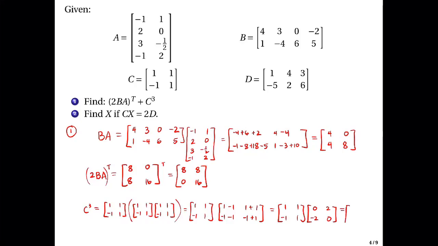So, if we multiply the two guys here, we will just have 1 times 0, that's 0, plus 1 times negative 2, that's negative 2. And then 1 times 2, that's 2, plus 1 times 0, that's 0. Then here, negative 1 times 0, that's 0, plus 1 times negative 2. We'll get negative 2 here. And then negative 1 times 2, that's negative 2, plus 1 times 0. So we have this as our C cube.